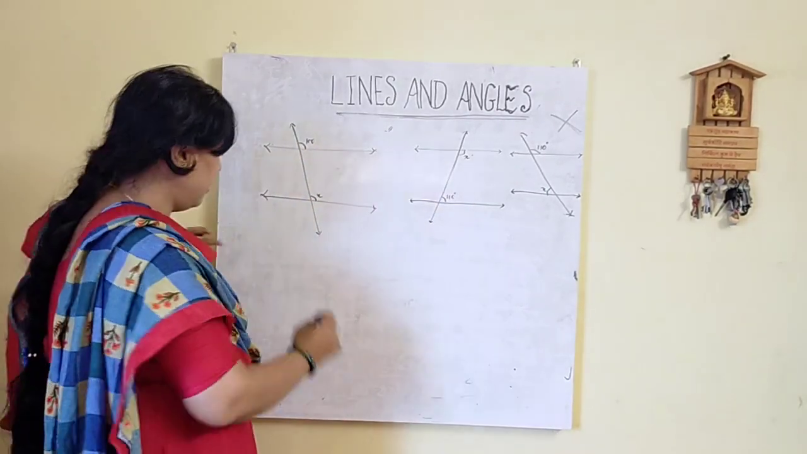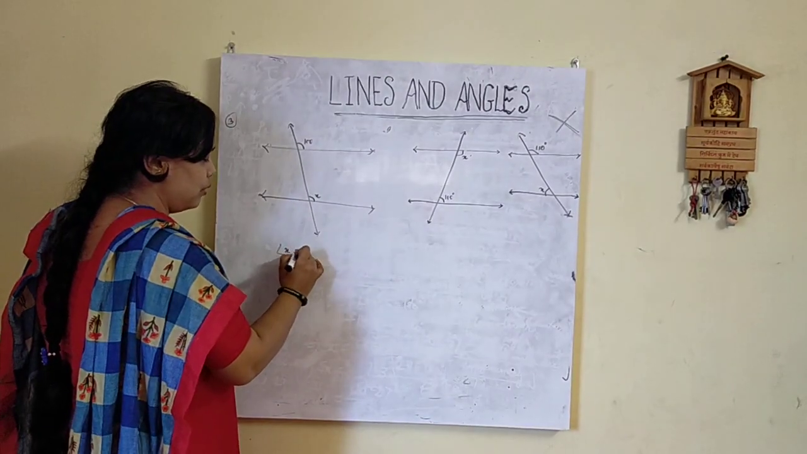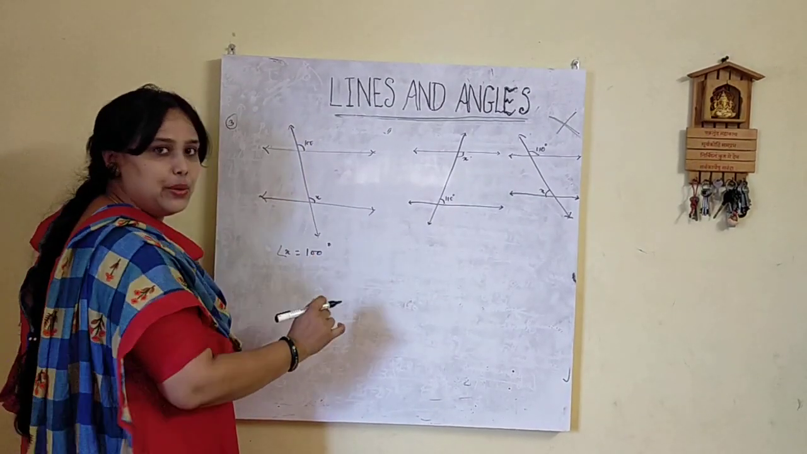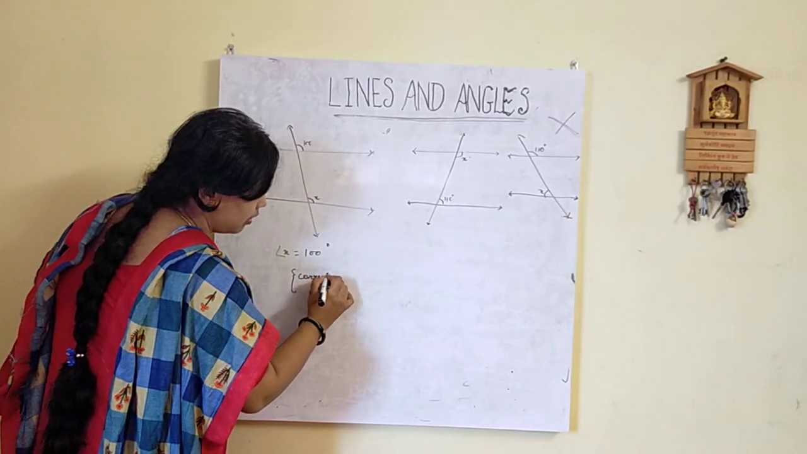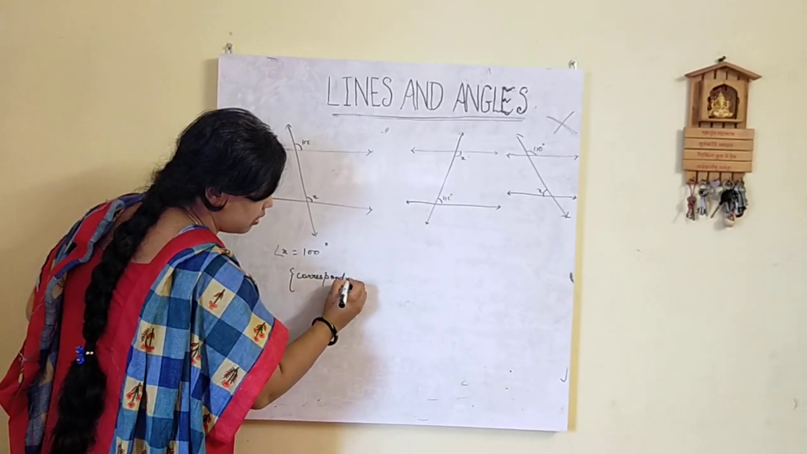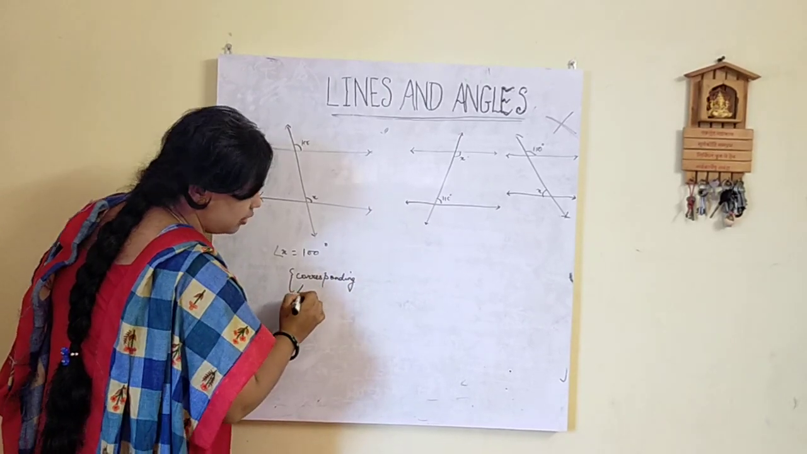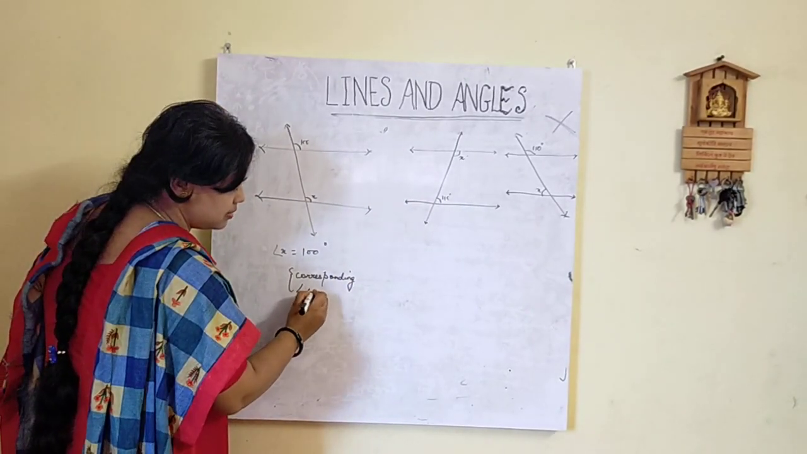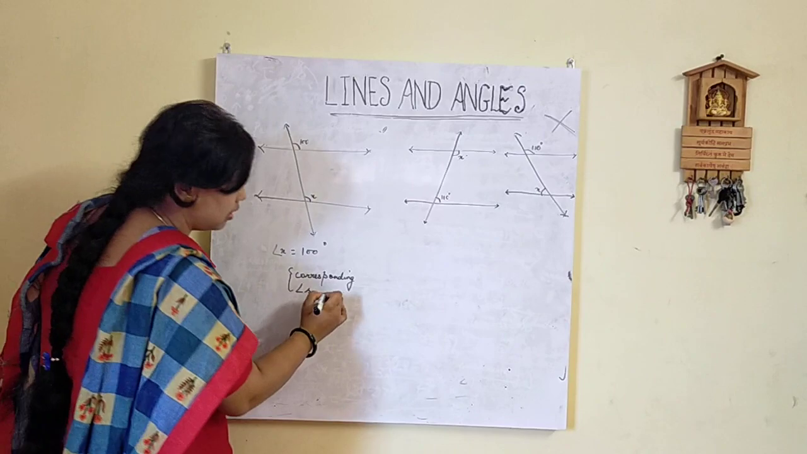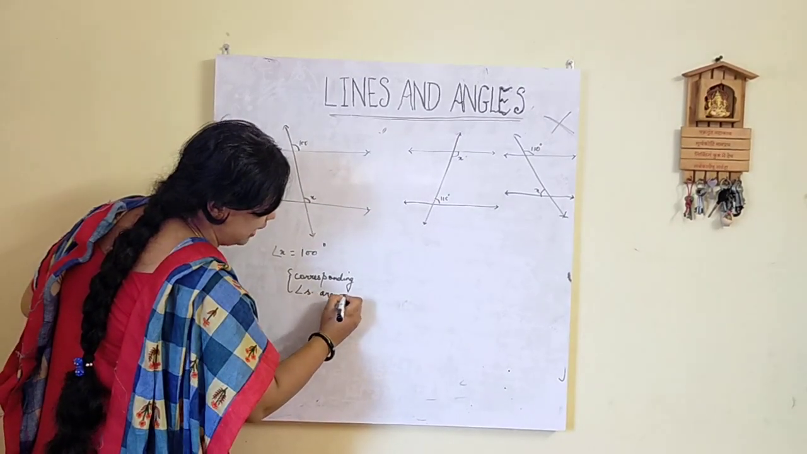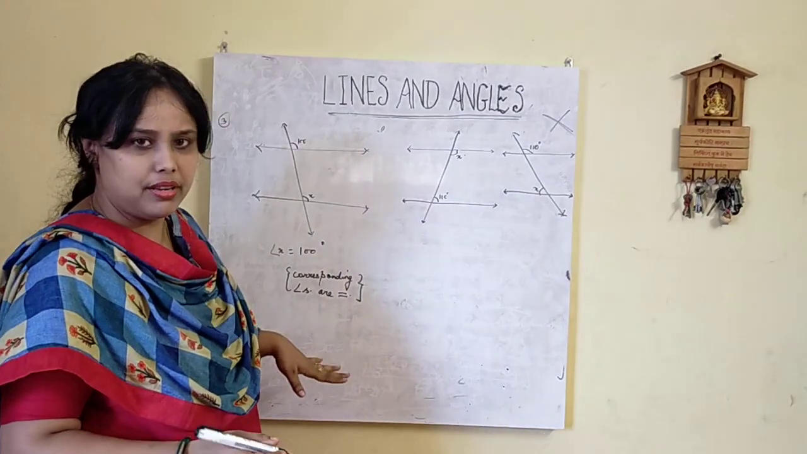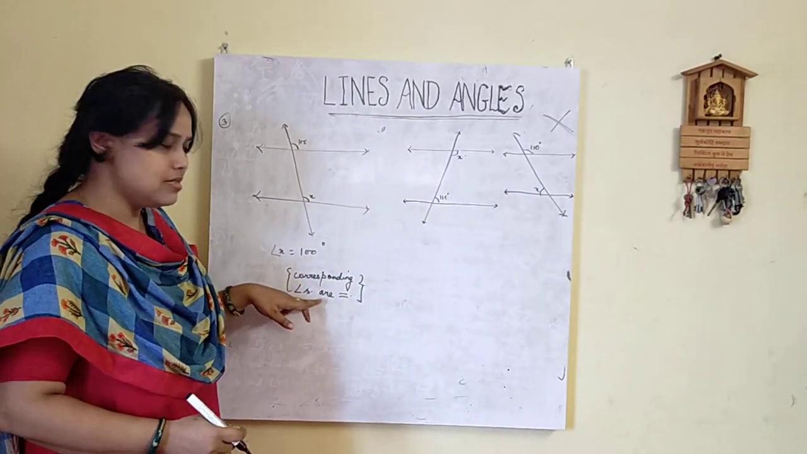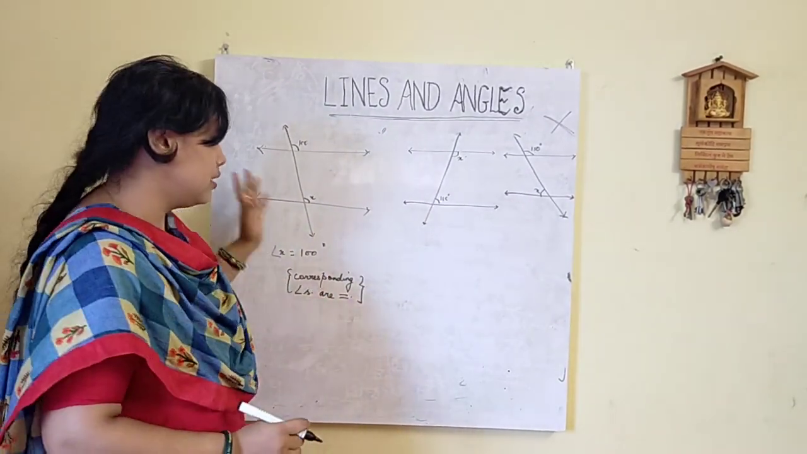So simply you will write angle x is equal to 100 degrees, and the reason you will state is corresponding angles are equal. Children, I am writing angles in this symbol, angles are equal. I don't write in words because in mathematics you write the short form of everything. So corresponding angles are equal. You can write very well like this. So this sum is solved.